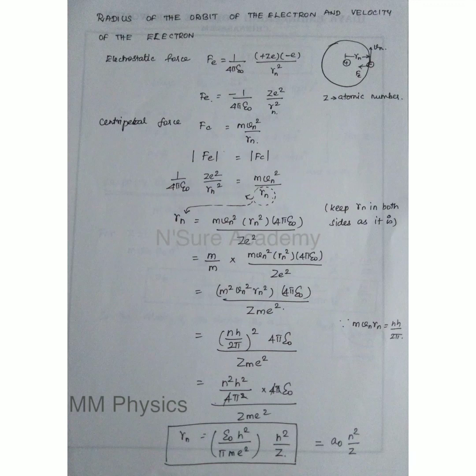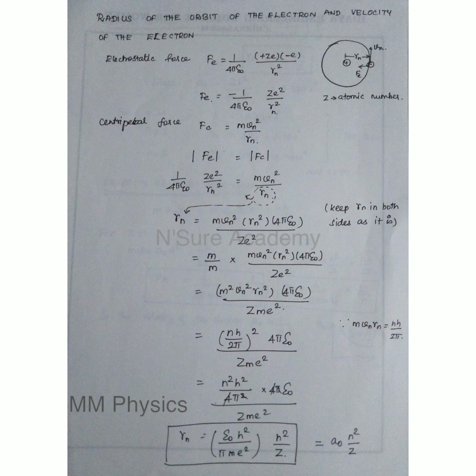Hi students, let's see the derivation part of the Bohr atom model. First we'll find the radius of the orbit of the electron. Then we'll find the velocity of the electron. Go through the derivation clearly, step by step.